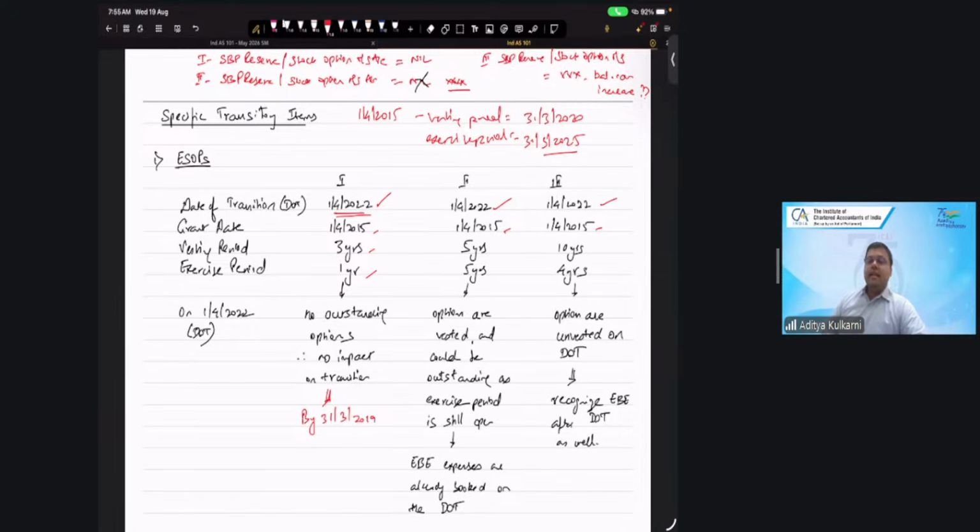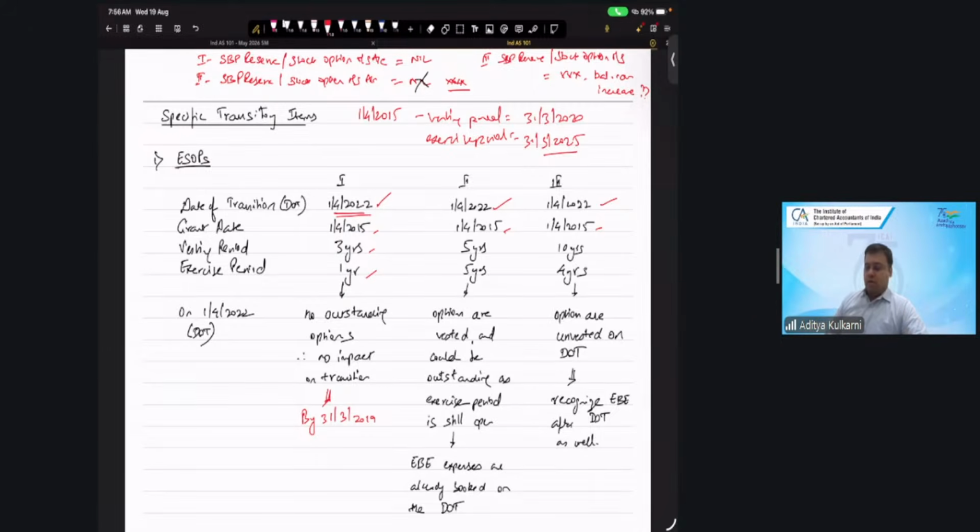Now recollect what I told you. Under the guidance note, how were ESOPs accounted? Using which value? Intrinsic value or fair value? Which value was used? Under the guidance note, not under Ind AS. Under guidance note, we were using intrinsic value. Fair enough.